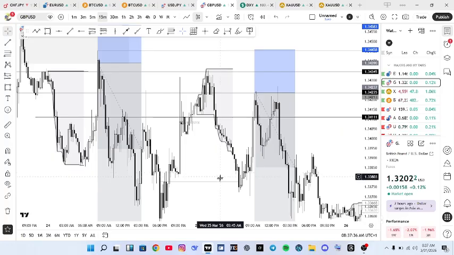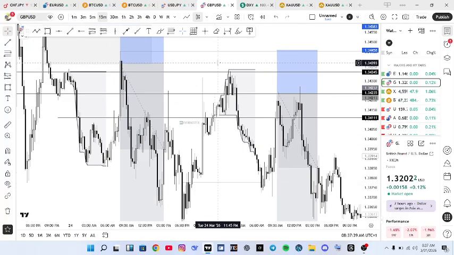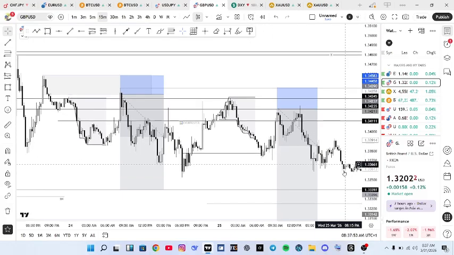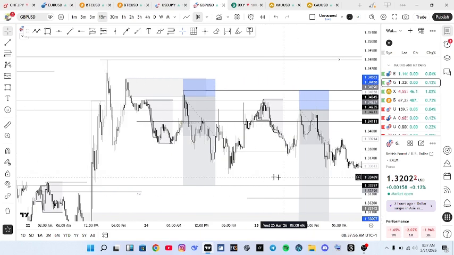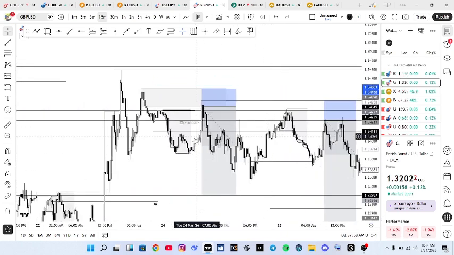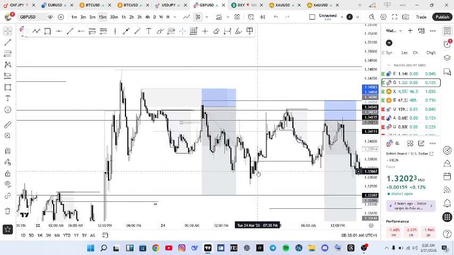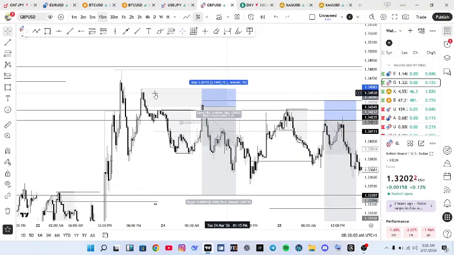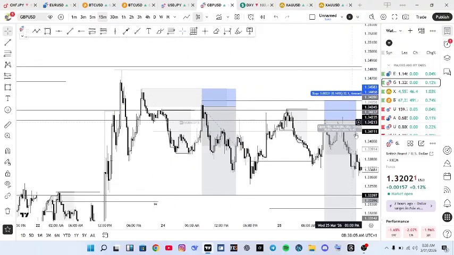Now, a strong Asia is an Asia that swept liquidity and gave us a break. Not just a normal sweep and a break, but in line with the direction of the market. Now you see that we are expecting to sell from here. The price is already selling from here, right? Because price is in a premium level, so we are selling.